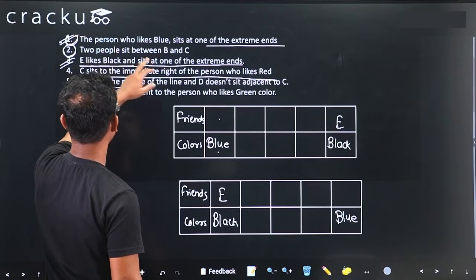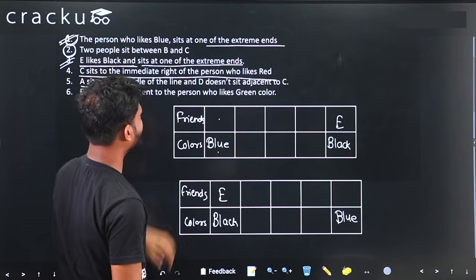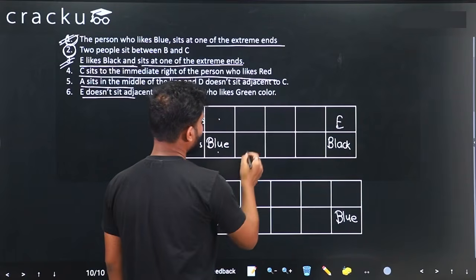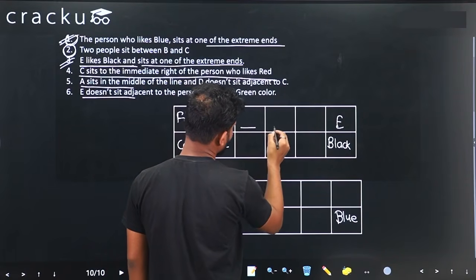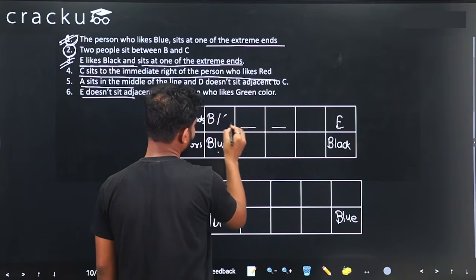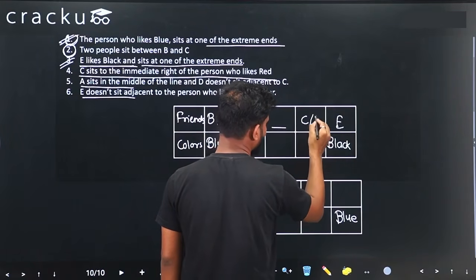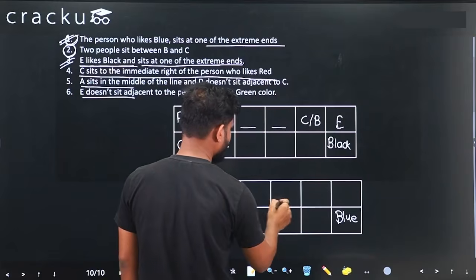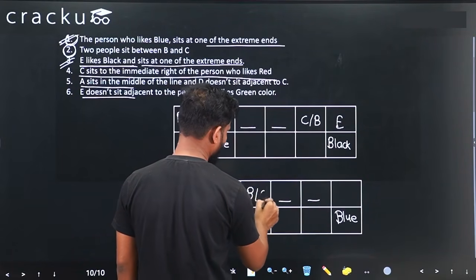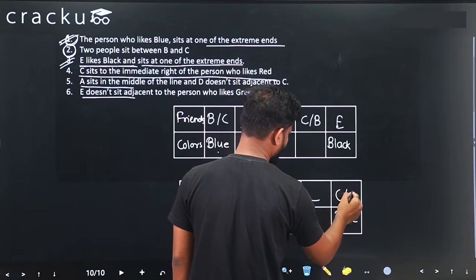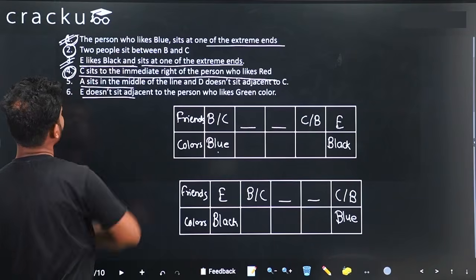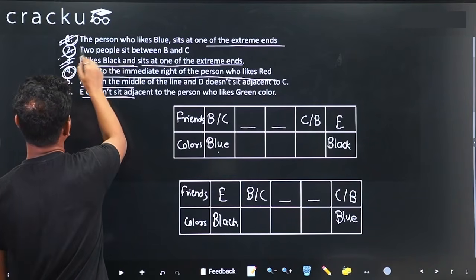Now, two people sit between B and C. Only position which can do that is, two people are here and either B or C is here or they are here. Similarly, in this case, two people are sitting between B and C. So, B or C can be here and C or B can be here. Now we have utilized the second clue.